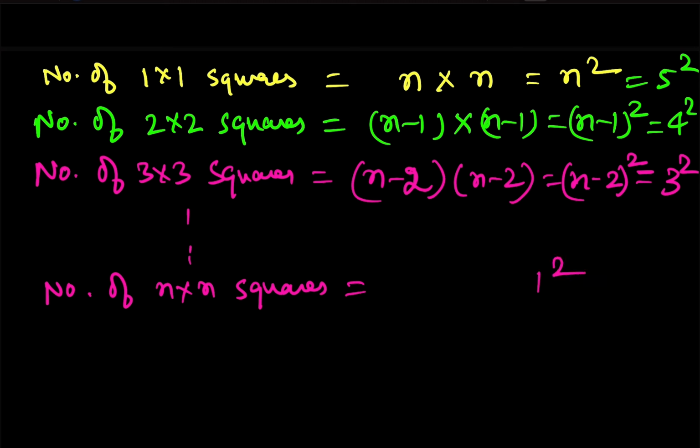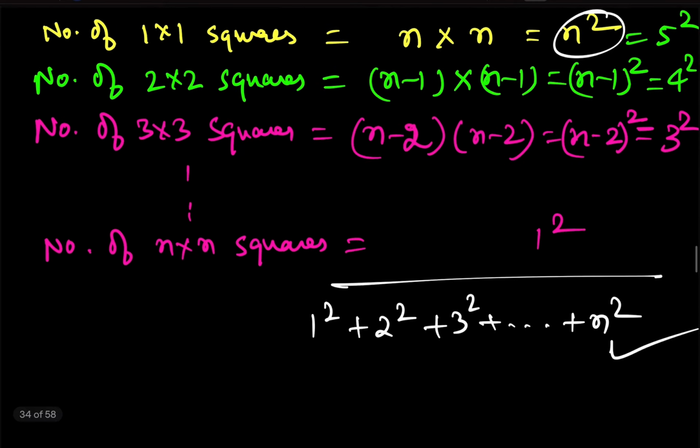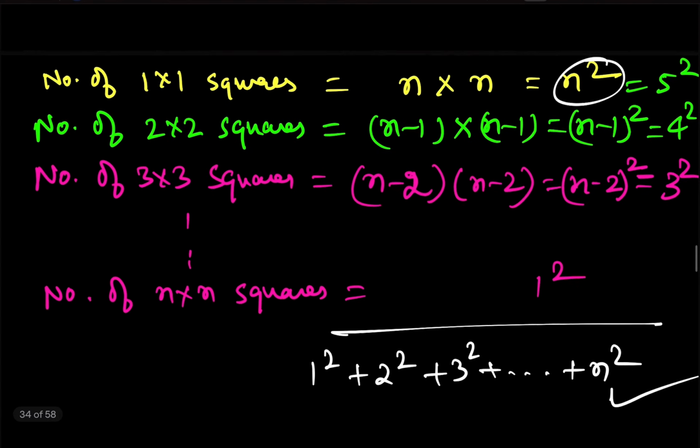Okay, so now just add all the number of squares. You can see that 1 square plus 2 square plus 3 square till n square, which is this one. So I hope I made you understand the number of squares. Now let's see the number of rectangles.